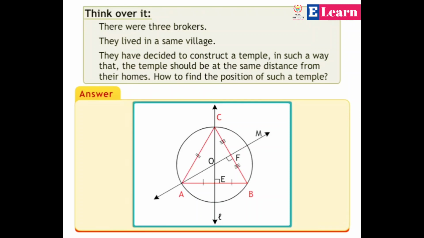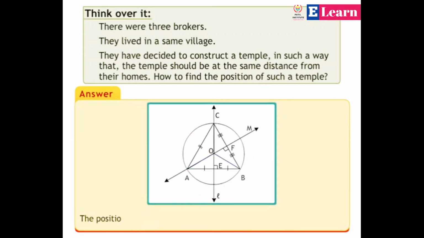Now draw the perpendicular bisectors on sides AB and BC. The point where these bisectors meet is point O, that is the center. Now join OA, OB, and OC. Thus, from point O, draw a circle with radius OA passing through points A, B, and C, that is the circumcircle. Thus, we can conclude that the position of the temple is at the circumcenter of the houses of the brokers.